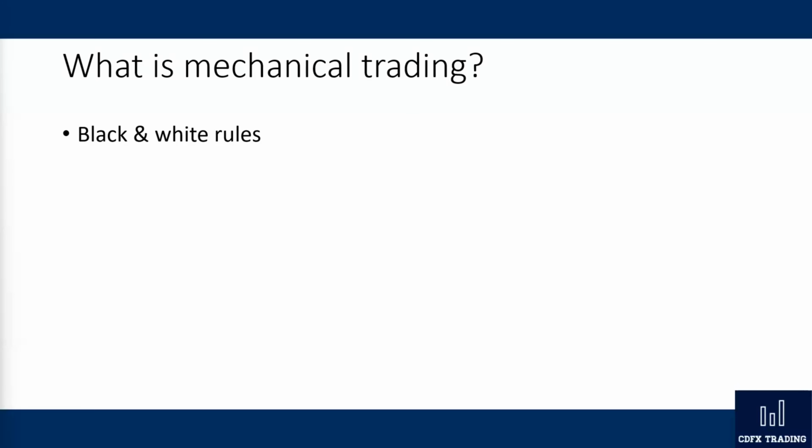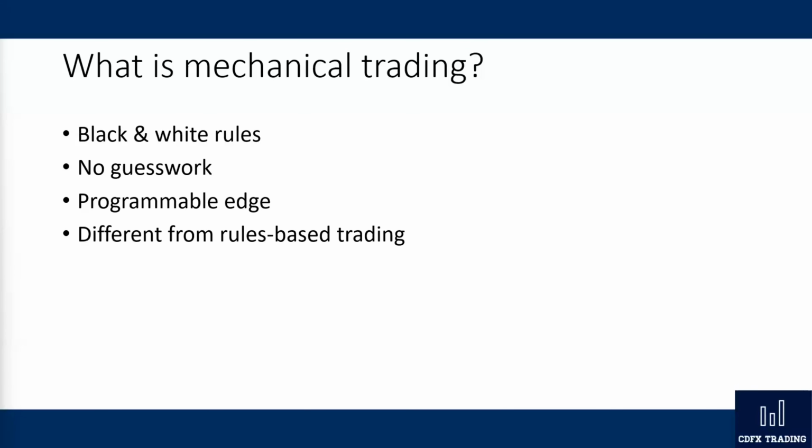Black and white rules mean the rules are so clear that there is no guesswork involved when you're trading the edge and that it's programmable. That's mechanical trading. And the thing is, most people think they trade mechanical, but they actually trade rule-based. Rule-based and mechanical trading are kind of similar, but rule-based trading means you have rules, preferably written down rules. You can follow the rules, but the rules are not programmable into a robot. And that's the difference between mechanical trading.